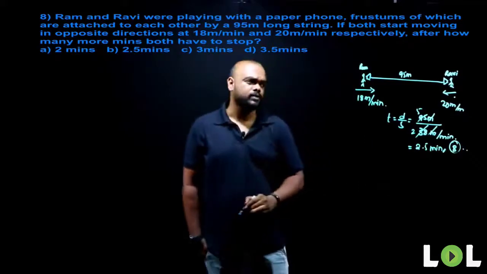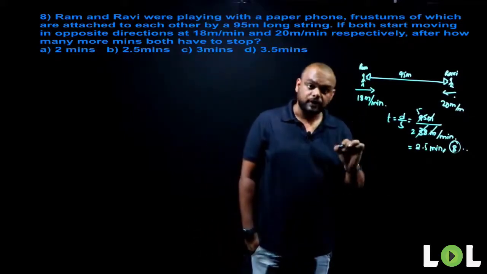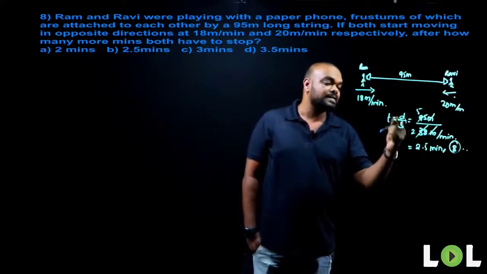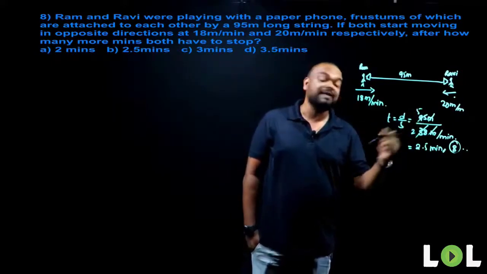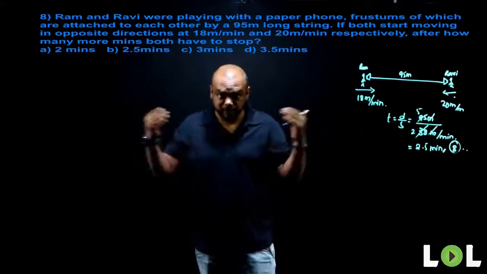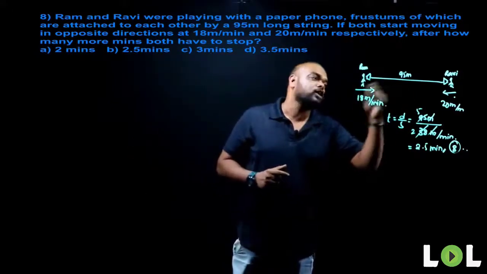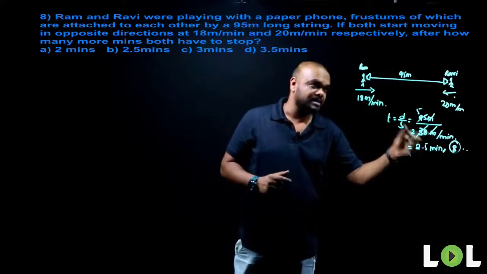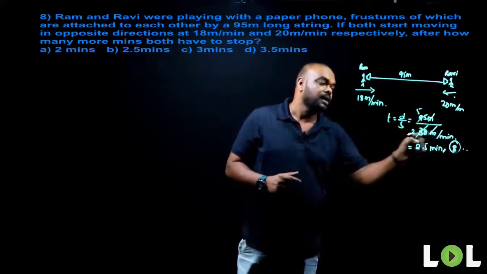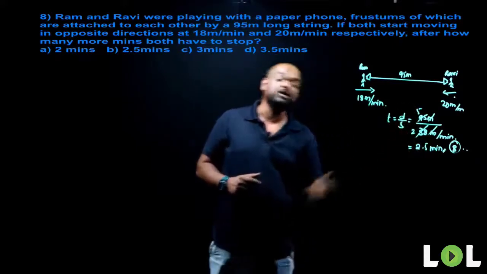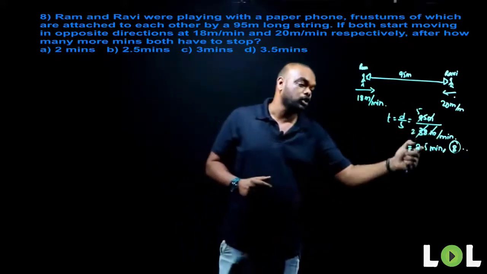Very simple question, guys. We just approach. What do we need in the question? We need time. Perfect answer, 2.5. Distance by speed. Distance given is 95 meter divided by speed. Two speeds, two objects moving in opposite direction. It means it is a concept of relative speed. Moving in opposite direction means sum of the speeds. That is 18 plus 20, 38 meter per minute. Meters cancel. 19 twos, 19 fives. 5 by 2 is 2.5. So minutes go to the numerator, 2.5.